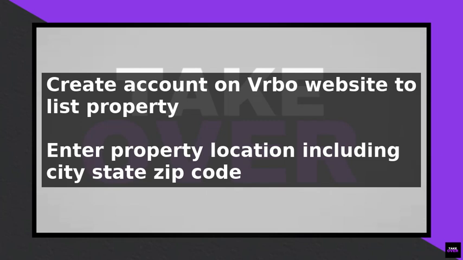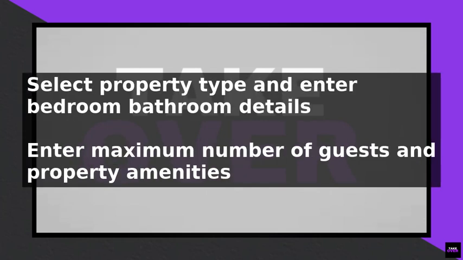of your property. Start by entering the location of your property, including the city, state, and zip code. Next, select the type of property you are listing, such as a house, condo, or apartment. You will also need to enter the number of bedrooms and bathrooms, as well as the maximum number of guests that can stay in your property.